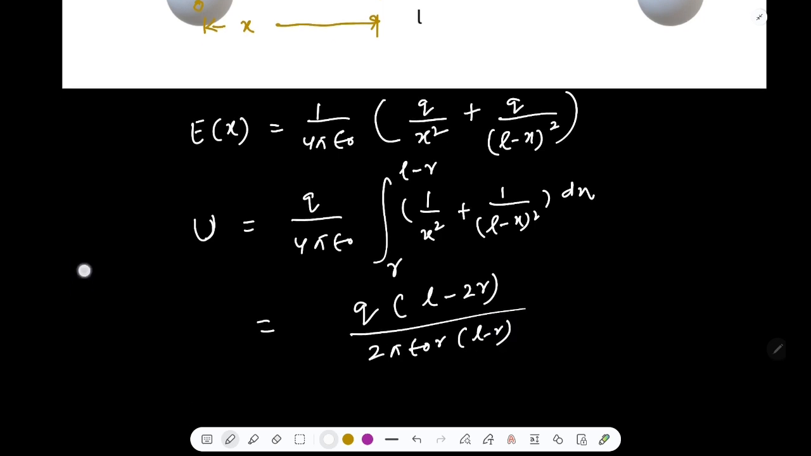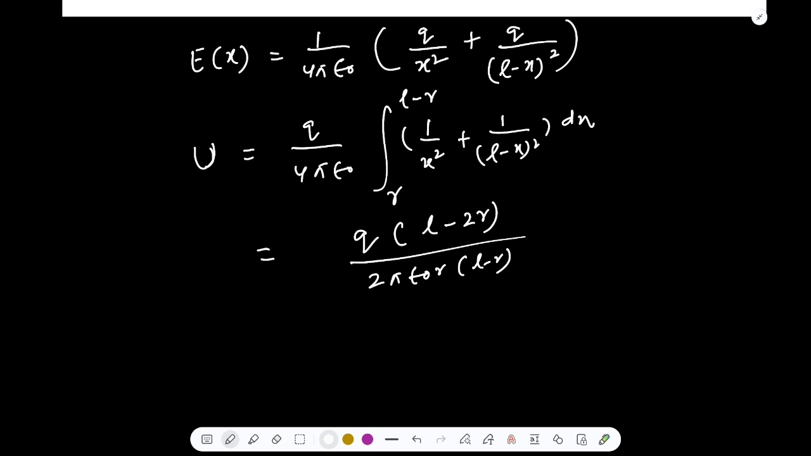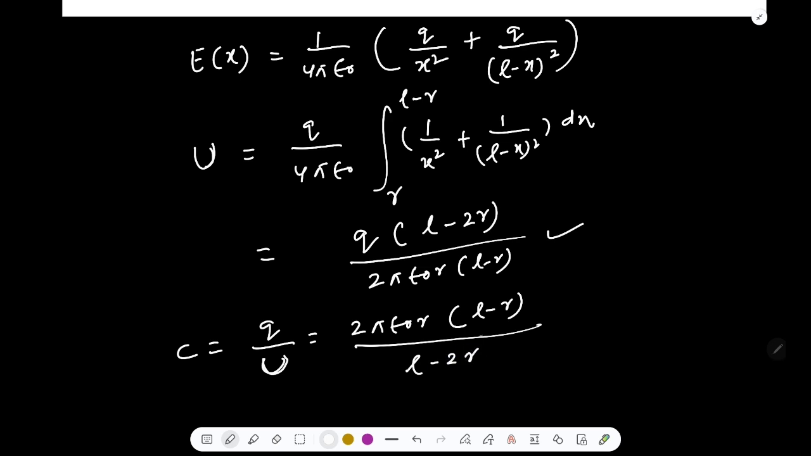And now by definition we can find the capacitance of the system of these two balls, and this is nothing but Q upon the potential difference, with charge Q on any one of the capacitor plates. So we can write capacitance as Q upon U. If we write all the things we got from our calculation, we can simply write it as 2 pi epsilon naught R (L minus R) upon (L minus 2R).